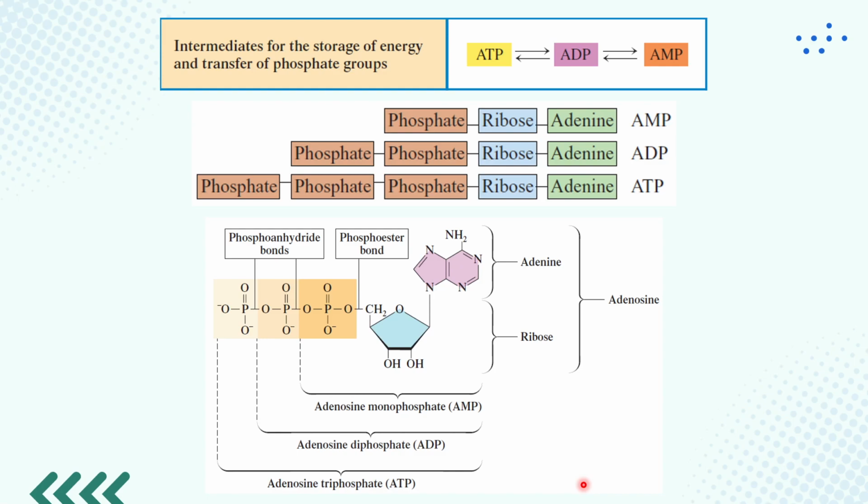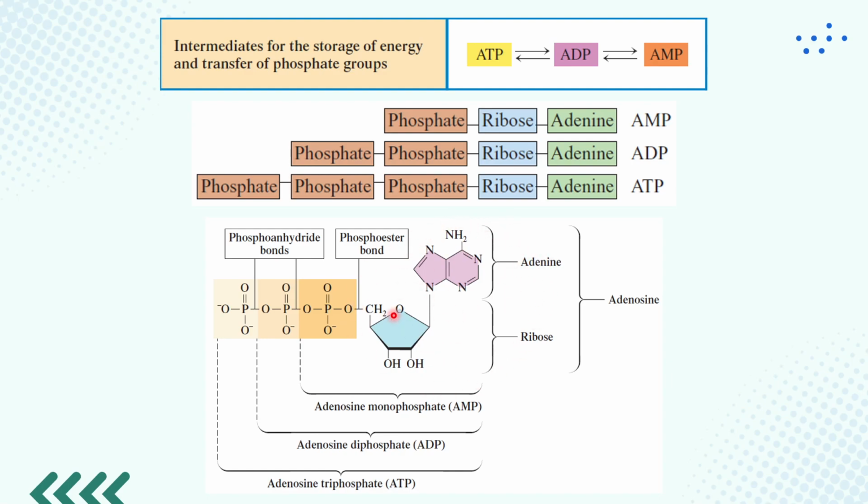So dun pa lang sa name nila, you will already get an idea. So how many phosphates are present in their structure? Monophosphate, mono, isa. Diphosphate, di, so dalawa. Triphosphate, tatlo. Now, in the backbone structure of these intermediate compounds, so still present yung ating nucleotide.